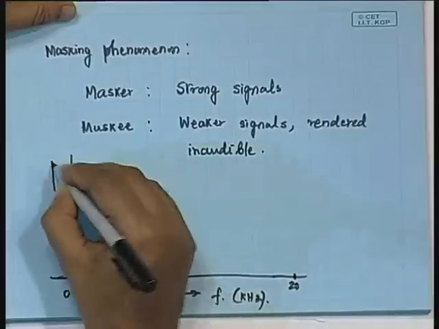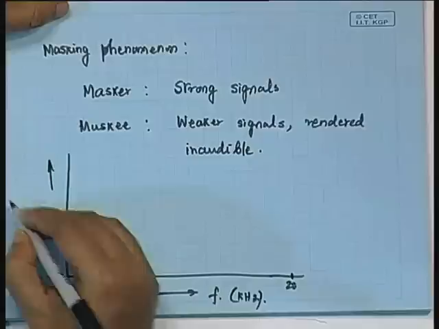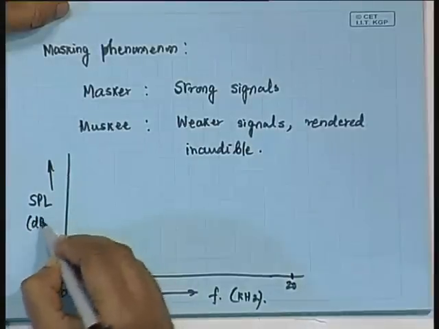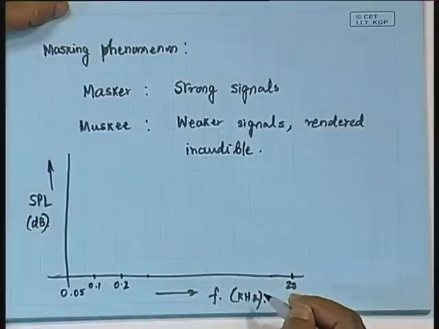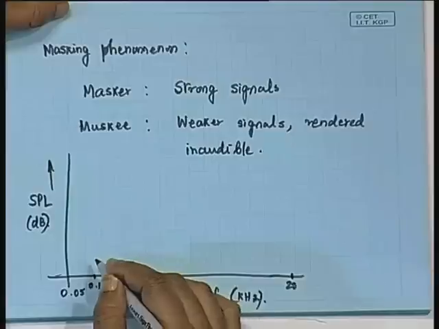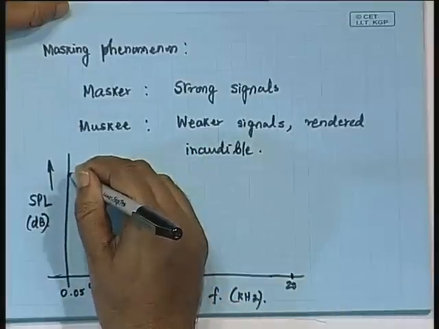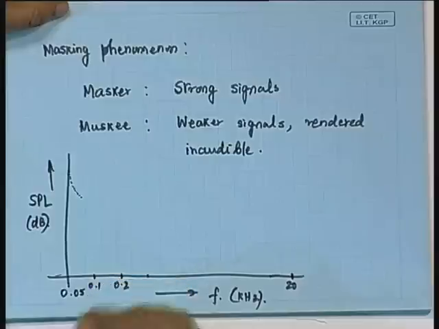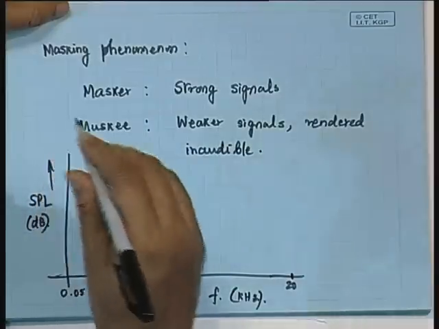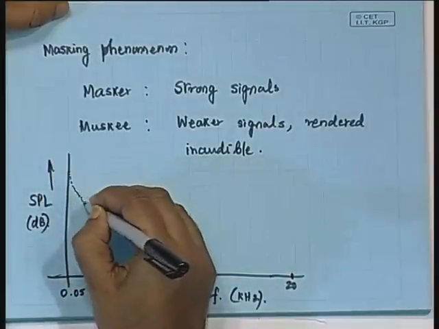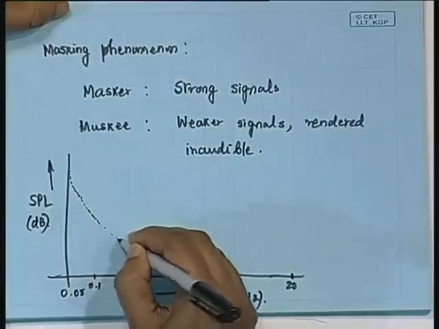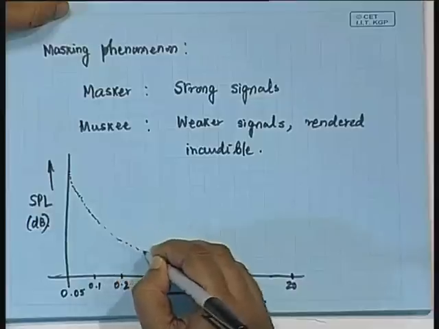On the vertical axis, I put the sound pressure level in dB. What we get is that at a very low frequency, we require a considerable sound pressure level to make a sound audible. I am just drawing a curve like this, which you will be able to understand.